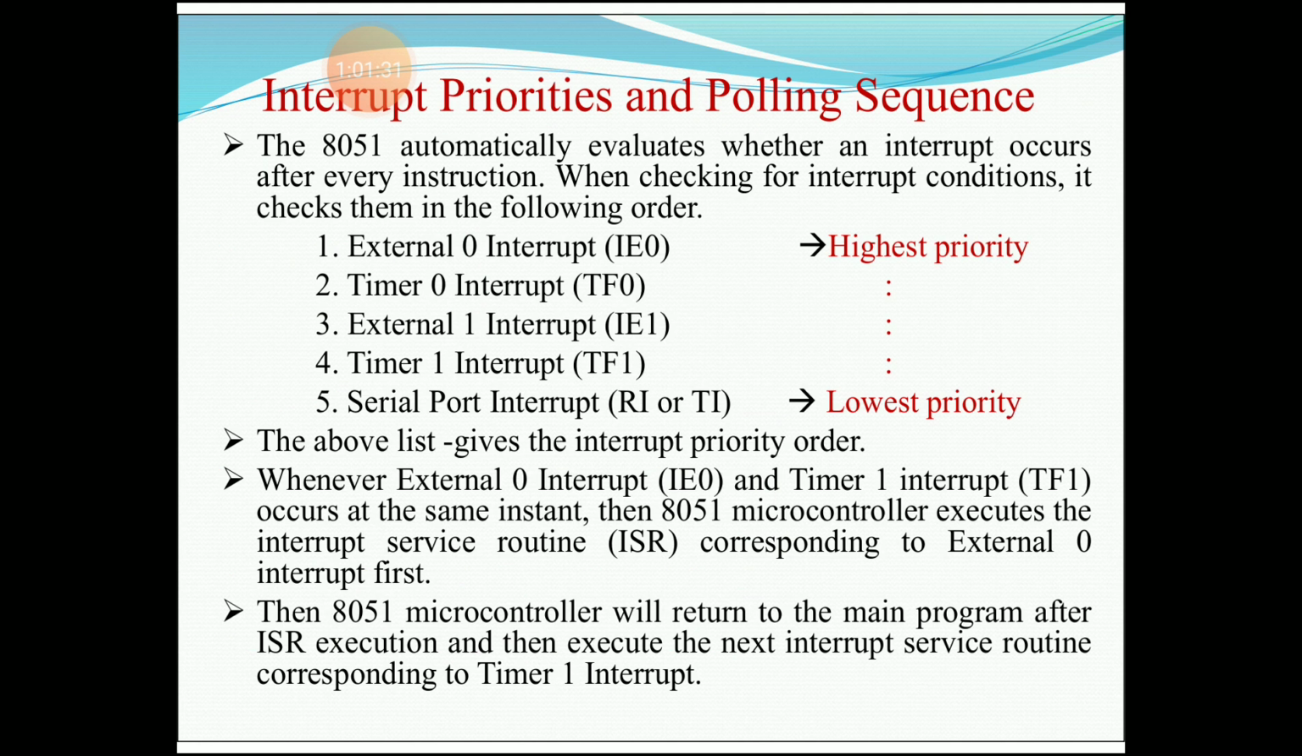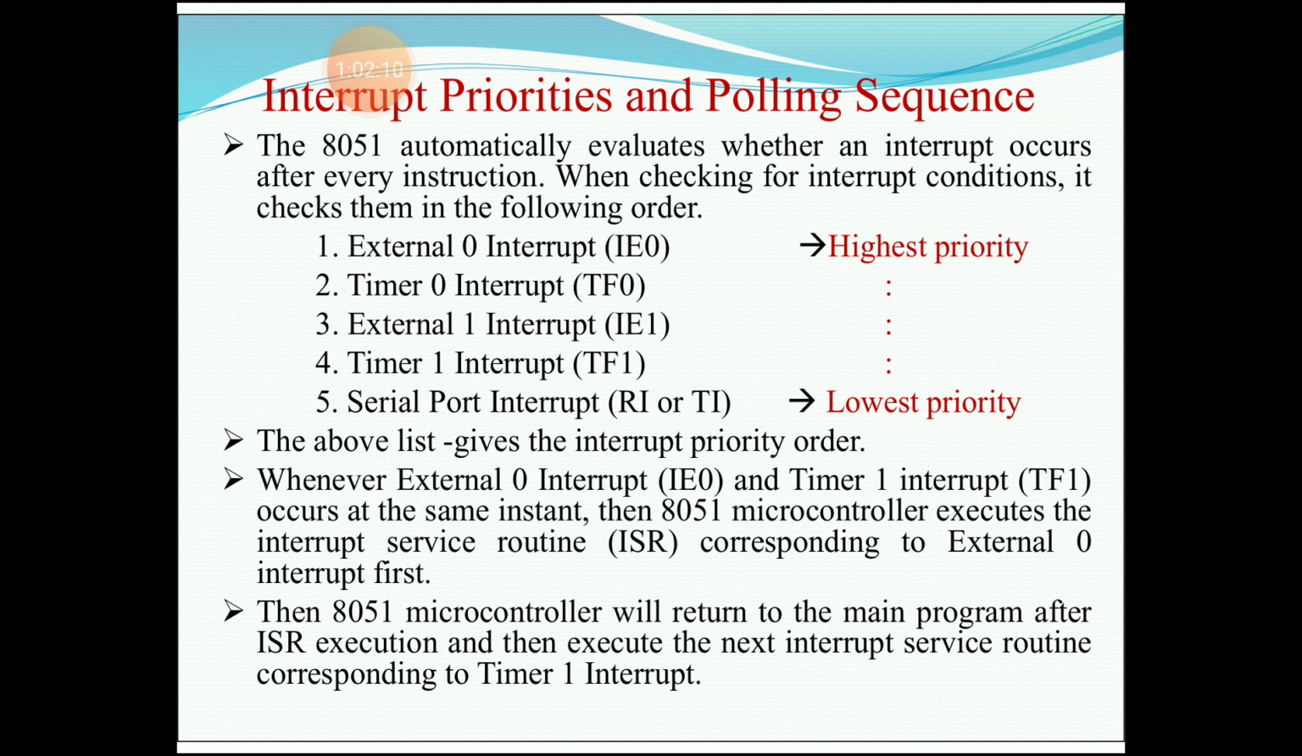Now let us see the priorities of the interrupts in the polling sequence. The 8051 automatically evaluates whether an interrupt occurs after every instruction. When checking for interrupt conditions, it checks them in the following priority order. Among the 5 interrupts, the external 0 interrupt is the highest priority and the serial port interrupt is the lowest priority. If an interrupt has the highest priority, then the controller handles that interrupt. So the above list gives the interrupt priority order.